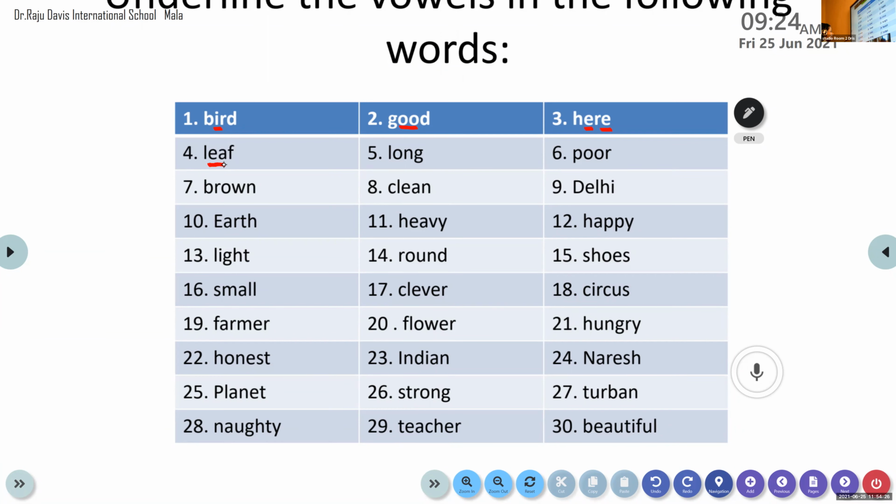Okay. Now, Ishan, come on. We'll move on to the next word. Take the 5th word, Ishan. Long. Ah, O is a vowel. Yes, O is a vowel there. Very good, Ishan.